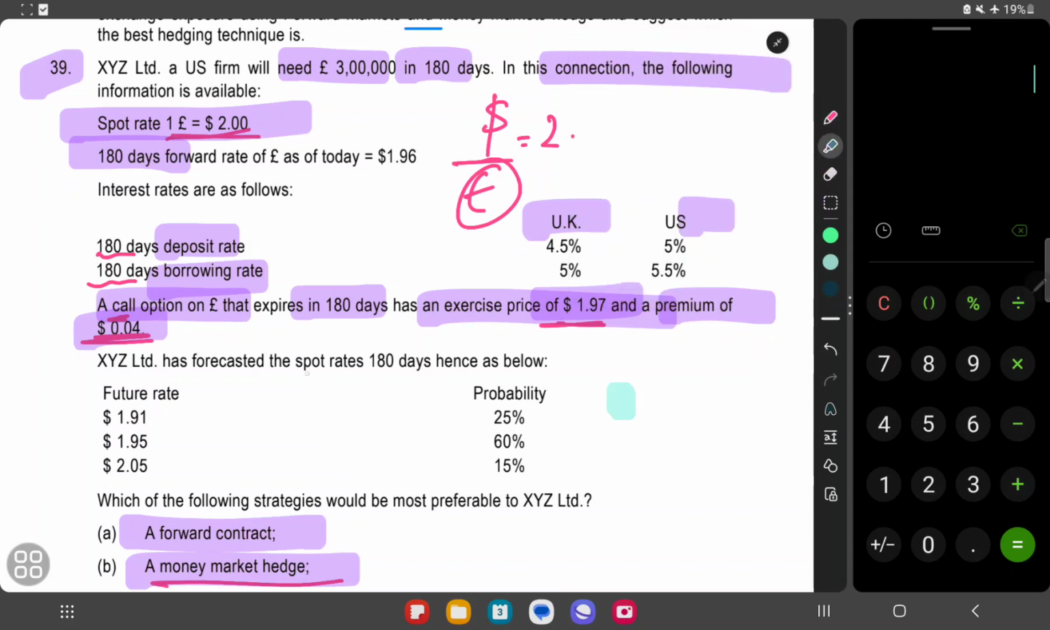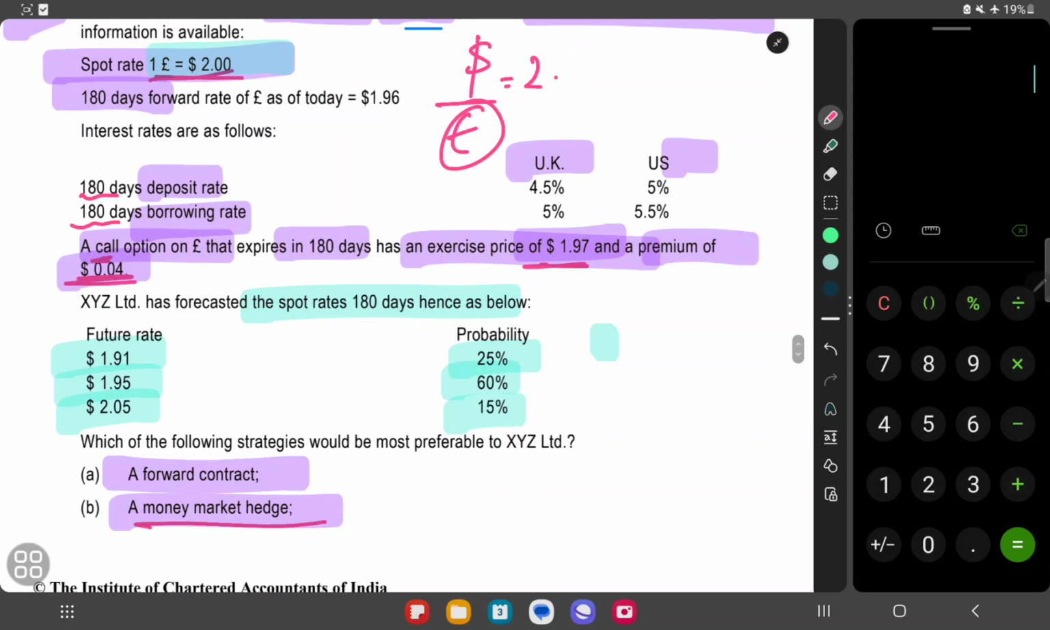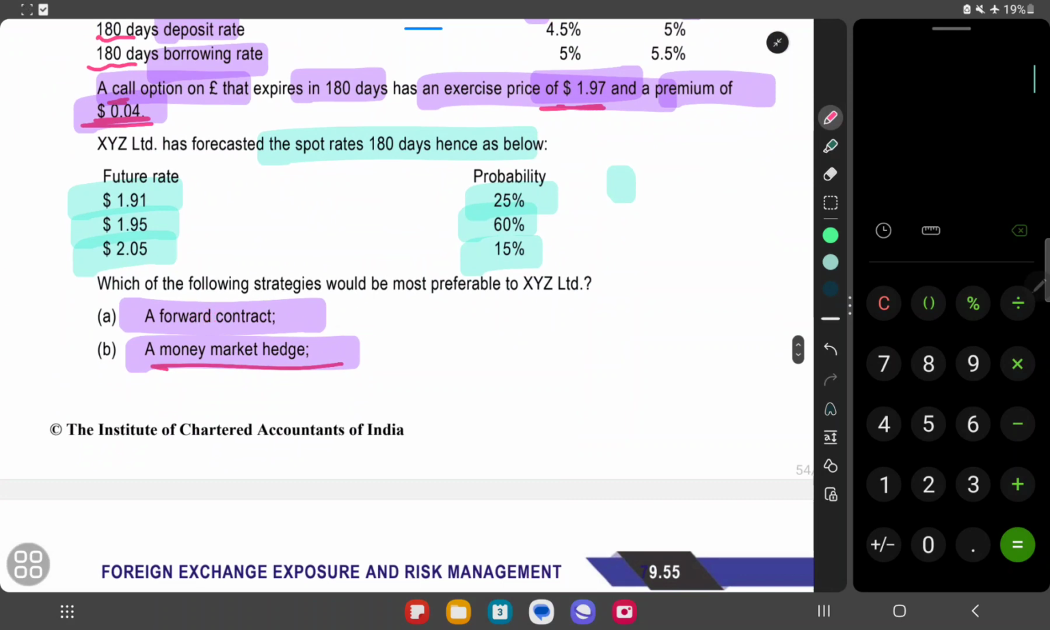XYZ has forecasted the spot and 180 day forward rates. XYZ thinks that the rate could be, today the spot is at 2, but this could change to 1.91, it could be 1.95, or could be 2.05, and the probability of that happening is 25, 60 and 15% respectively. That's what they think. And finally they've asked which of the following strategies would be most preferable to XYZ Limited.